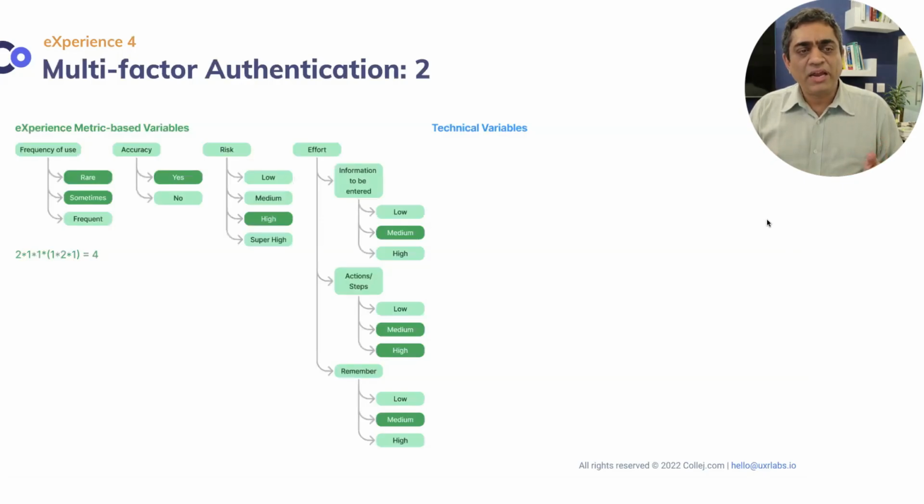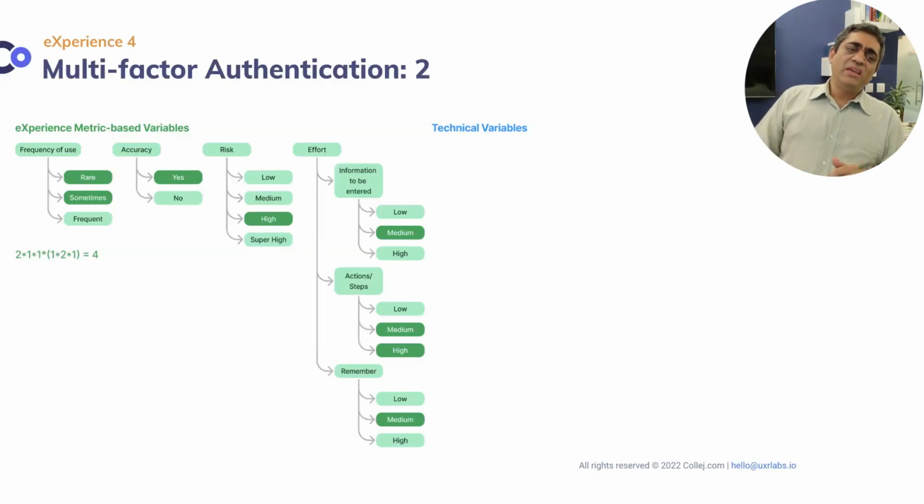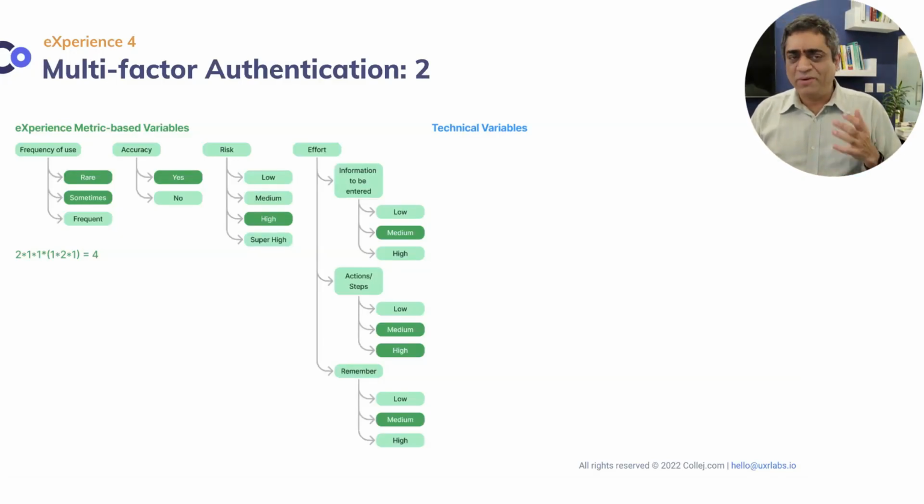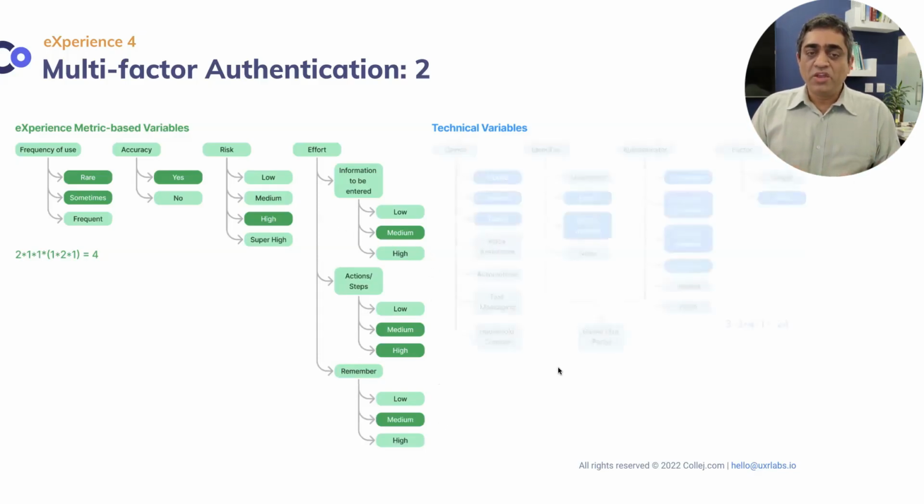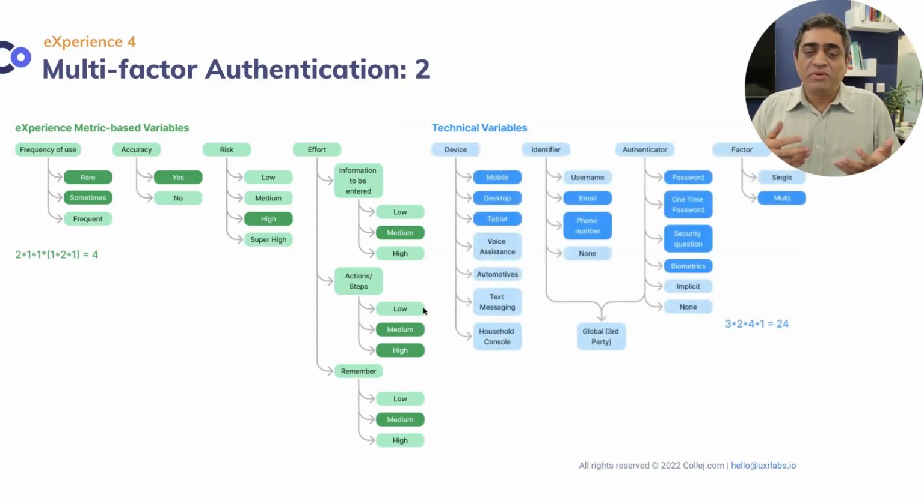All right, now let's look at multi-factor authentication. When you're doing multi-factor authentication, it might be rare sometimes, might also be frequent, if you think about it. Accuracy, absolutely yes, because you want to ensure it is the same person, and the risk is high or probably super high. When you're looking at the effort, there is medium to high effort across the board. So the information that needs to be entered is medium, but the number of steps is high. So these are again things related to the users' willingness to solve the problem or their willingness to go through the system.